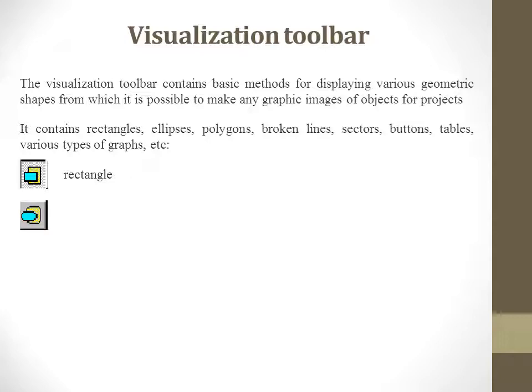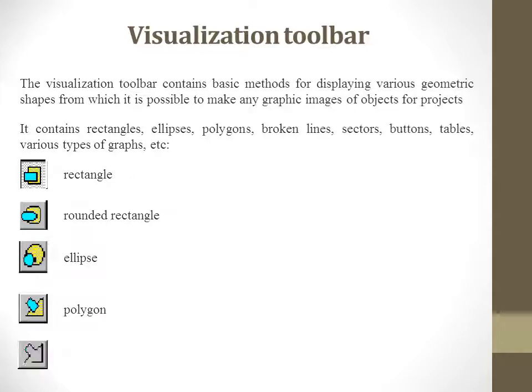Next element is rounded rectangle. If we need some rounded rectangles in our project, we can use this element. Next is ellipse. Yes, we can add rounded objects, ellipses and circles, by this element. Next is polygon. Also, we can use the polygon to create some objects in our visualization. Next is broken lines.